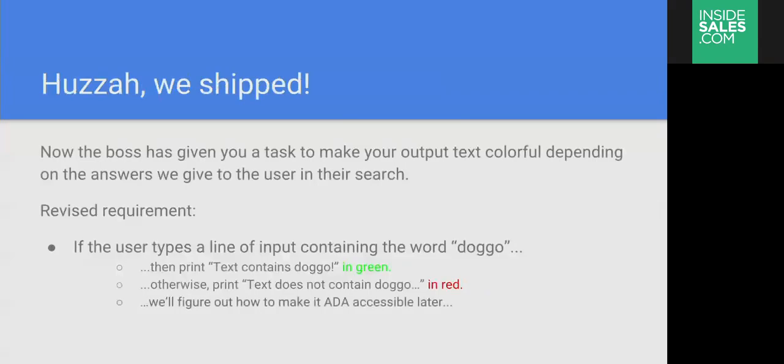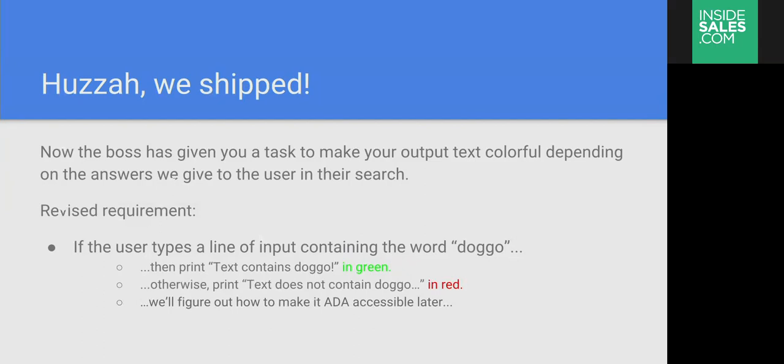All right. So we've shipped our Doggo searching app, and we have decided that we need to make our output text more colorful because that pleases the people at the head of our company, and it also should theoretically please our users. So the revised requirement is, if we type a line of input containing the word Doggo, then the text contains Doggo message that gets printed needs to be green, and the text that does not contain Doggo needs to have its response printed in red. That makes sense to everybody?